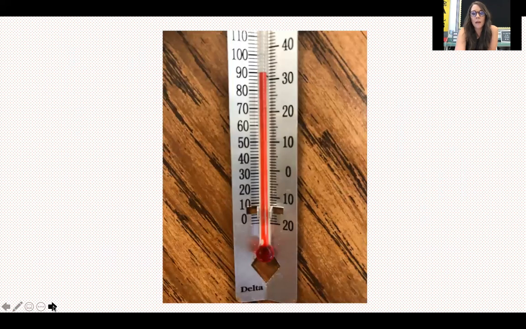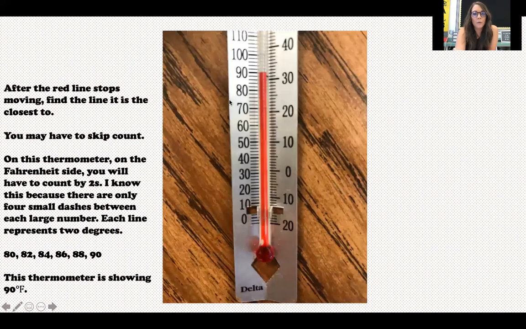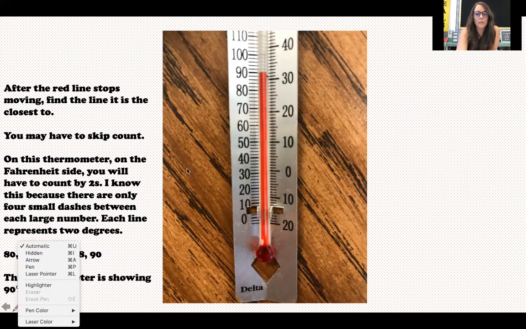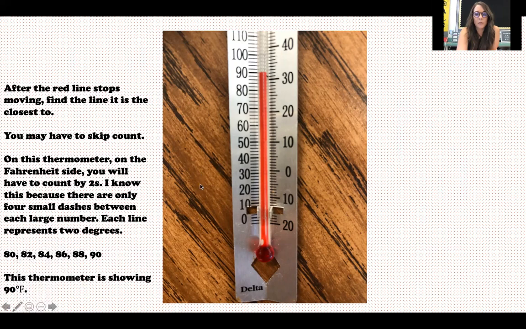All right, so here's an up close of this thermometer here. This is how you're going to read and use the thermometer. It says, after the red line stops moving, find the line it is closest to. Here's what I'm going to do. Since you can't see the F and the C on this one, I'm going to tell you.